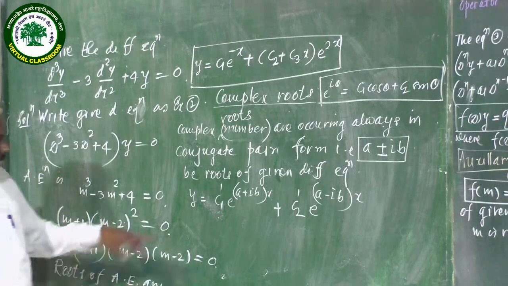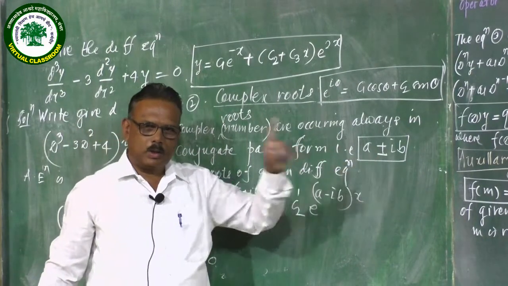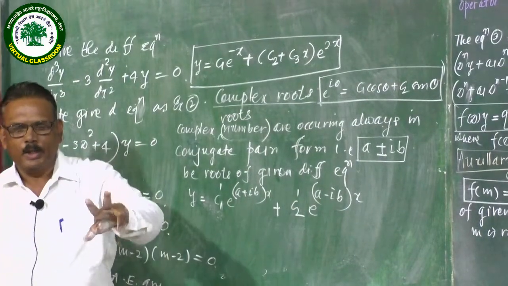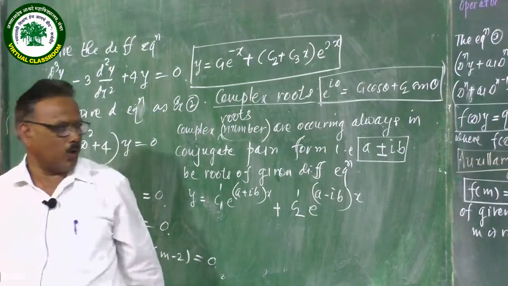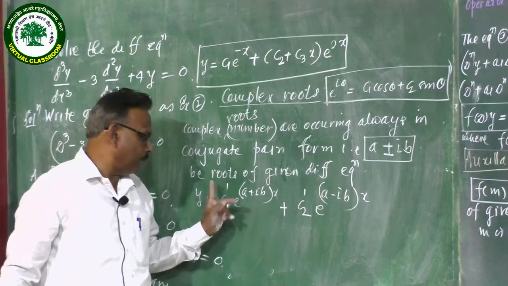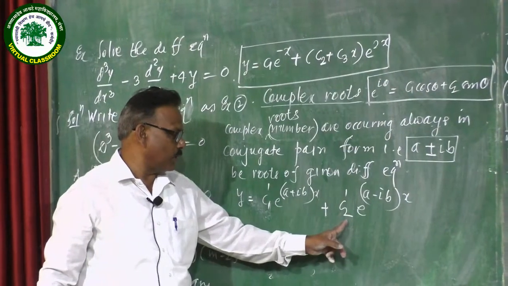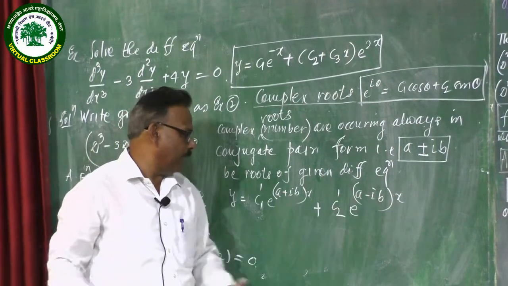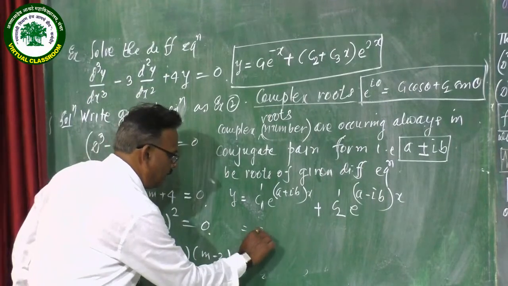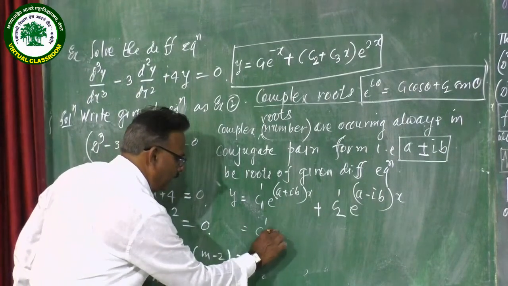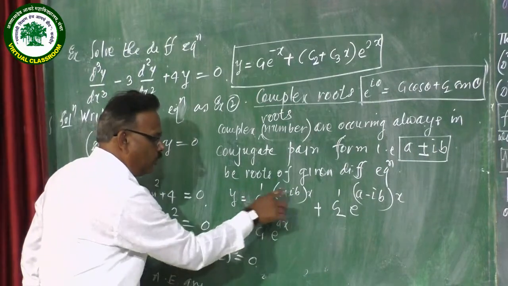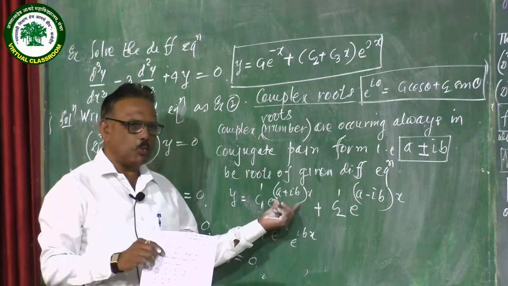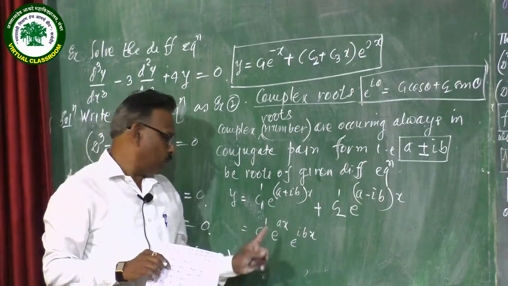See here, there are two roots, therefore two arbitrary constants. While the differential equation is of order 2, its solution should contain two arbitrary constants. C1 dash is an arbitrary constant, C2 dash is an arbitrary constant, e raised to (a plus ib)x, e raised to (a minus ib)x. Try to understand here. What will happen? C1 dash e raised to (a plus ib)x is split in two parts. The sum is split in two parts.